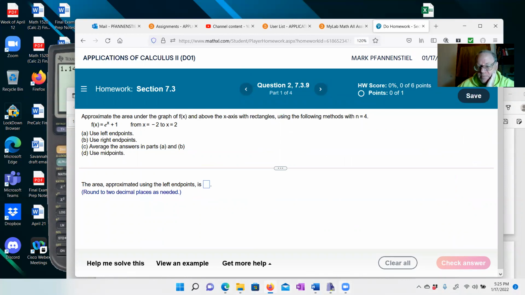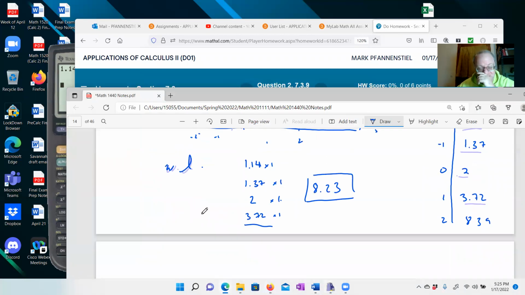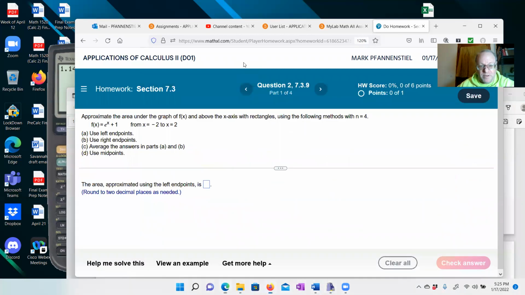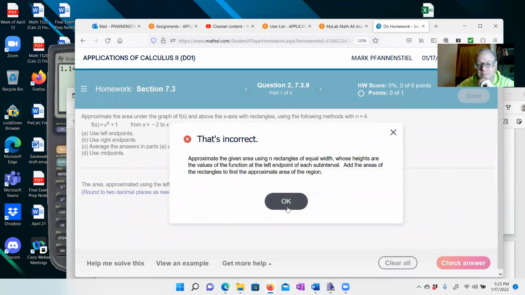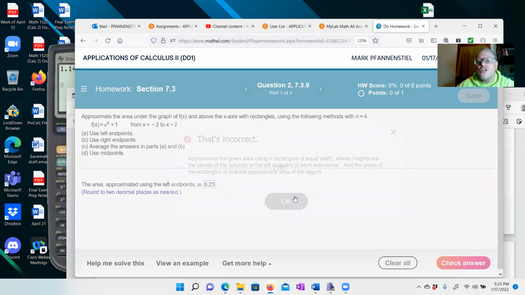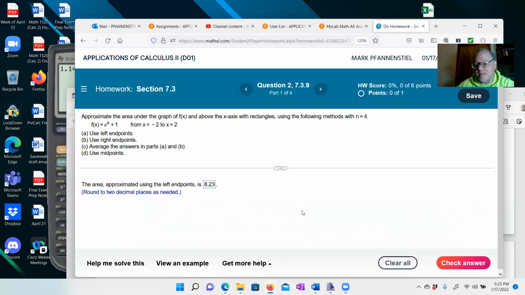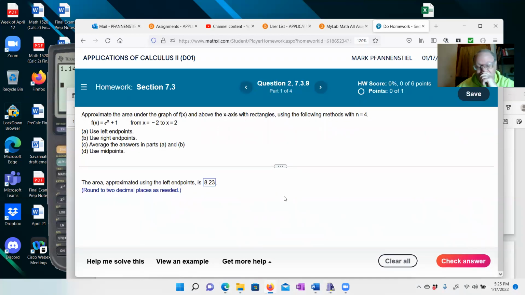I wonder if they will allow me to use 2 decimal places. Otherwise, I would say use 3, but this is 8.23. Let's cross the fingers and hope. Yeah, okay, that's great. Use 3 decimal places and round to 2. That's how you're going to deal with that.